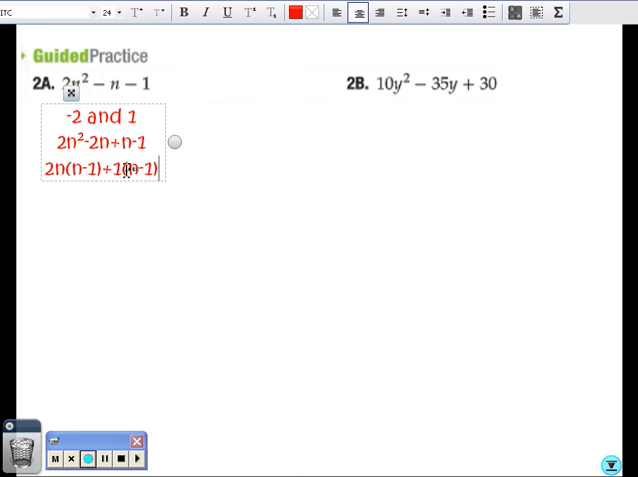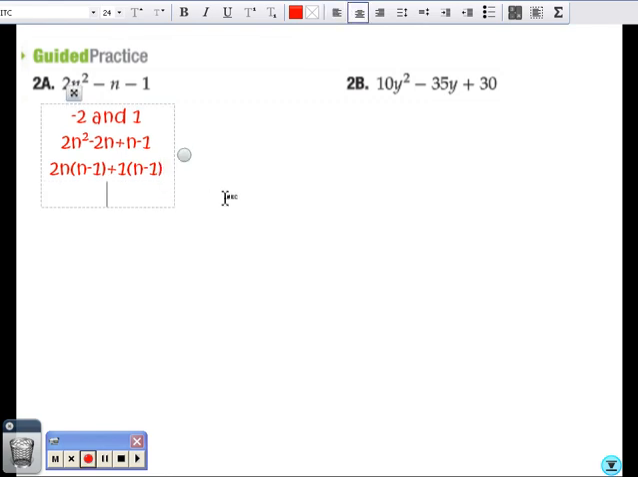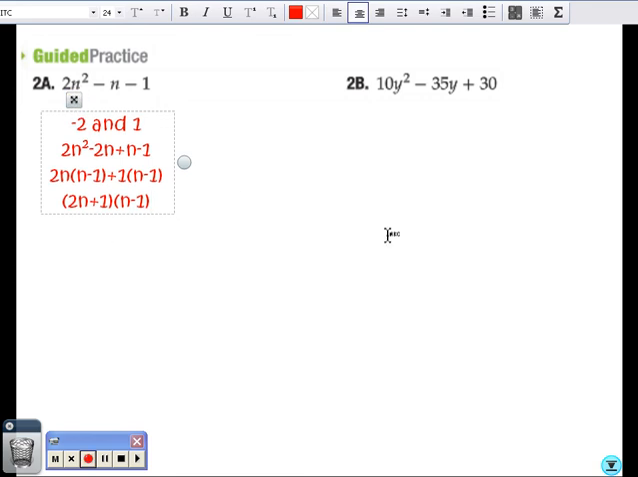And it gives me n minus 1 here and here. Remember, I want those to be the same. So now I can rewrite 2n plus 1 times n minus 1. And don't forget, you could FOIL any of these answers or use any of the methods that you like to check them. Let's take a look at this one.